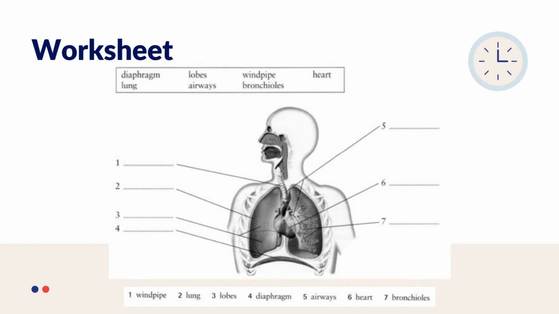Number 4, diaphragm. Number 5, airways. Number 6, heart. And number 7, bronchioles.